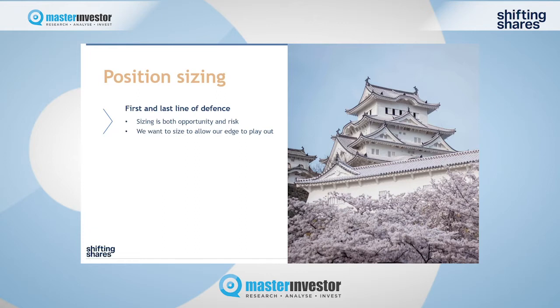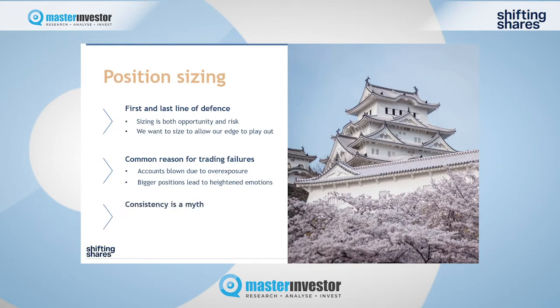Position sizing is a common reason for trading failures. There's been a lot of accounts blown due to overexposure. Bigger positions lead to heightened emotions, and heightened emotions mean that we aren't trading in the optimal state, and this can lead to mistakes.